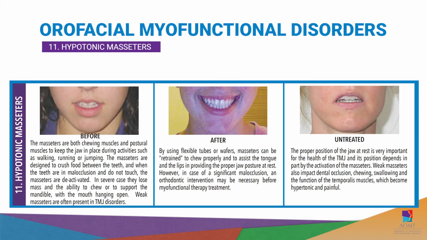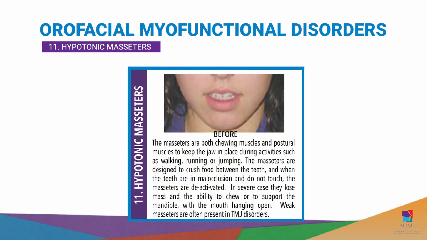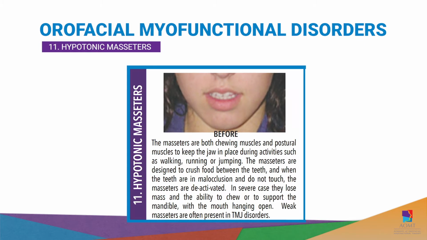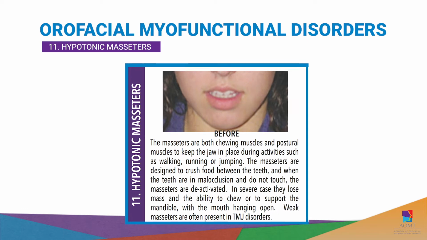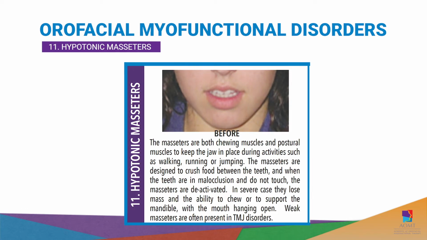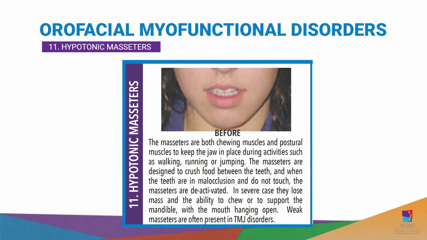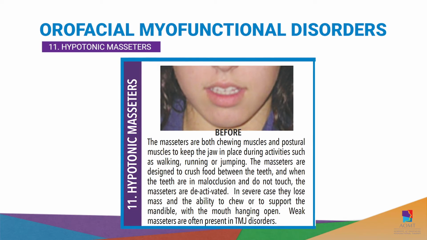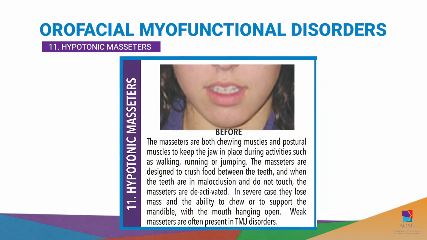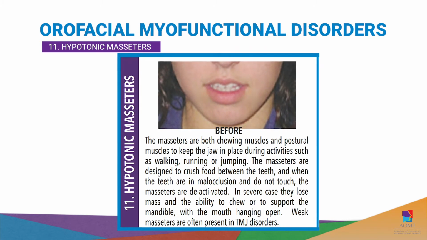11. Hypotonic masseters. Before. The masseters are both chewing muscles and postural muscles to keep the jaw in place during activities such as walking, running, or jumping. The masseters are designed to crush food between the teeth, so when the teeth are in malocclusion and do not touch, the masseters are deactivated. In severe cases, they lose mass and the ability to chew or to support the mandible, with the mouth hanging open. Weak masseters are often present in TMJ disorders.